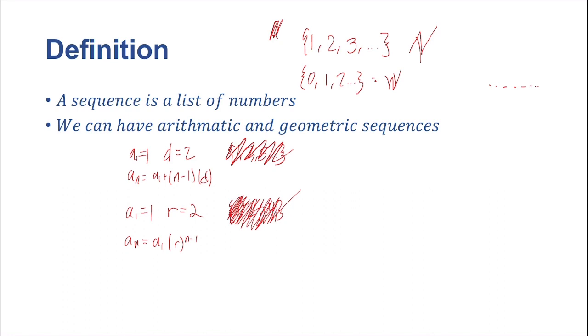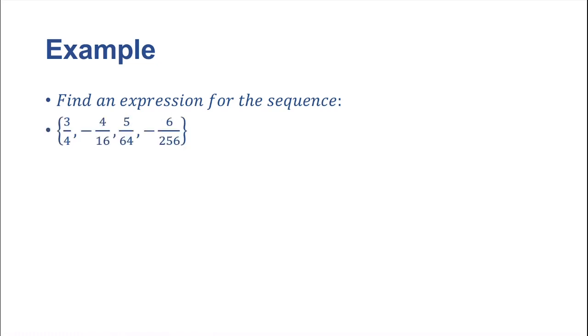Let's just do a quick example with something that we should also be familiar with, which is finding expressions for sequences. So we're going to use a little bit more challenging of an example here, but we should be able to do it. So let's find the nth term of the following sequence. We've got 3/4, then -4/16, then 5/64, then -6/256, and we can assume that this keeps going on forever. It doesn't need to be just 4 terms.